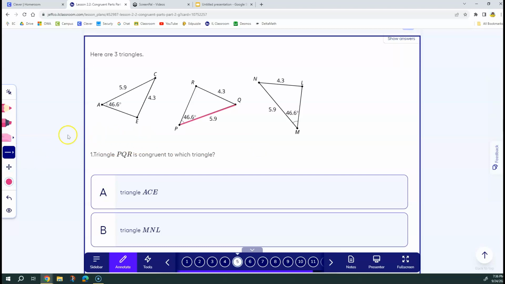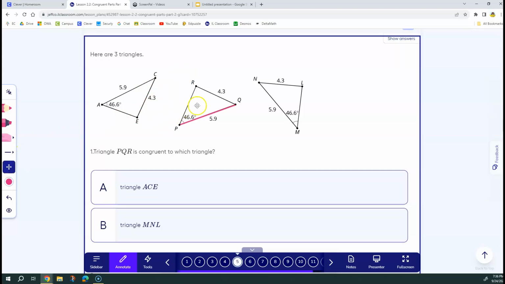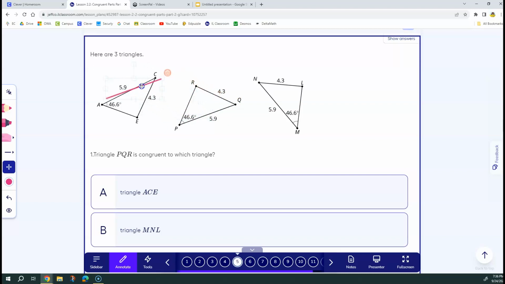Now I'm going to try to find the same spot on the other two triangles and see if those lines match up. For me, I can move this line. For you, you might want to trace the line and see if it matches up. So P starts in the 46.6 angle. So here's 46.6, and then it almost looks like a hypotenuse. Again, we don't know if this is a 90-degree angle, but let's try it. I'm going to try to move this over here and see if I can get them to line up.